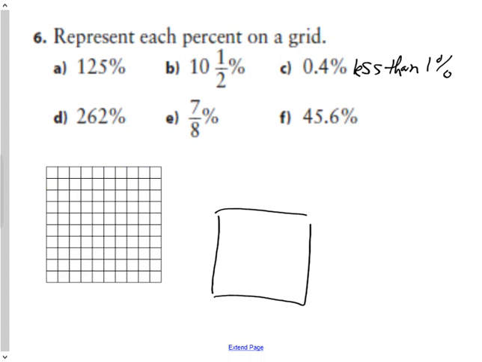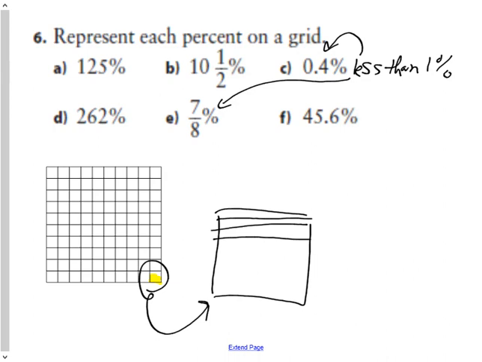Question E says 7/8%. So again, this is less than 1% as well. Both of these are less than 1%, a fraction of a percent. So I'm going to take my little yellow highlighter and shade in almost a full square, because 7/8 is pretty close to a full one. And over here, I'm going to put 7 lines to make 8 parts. 1, 2, 3, 4, 5, 6, 7. And I'm going to shade in that particular square. So then we will have 7/8 of that 1% square shaded, and this will represent 7/8%.